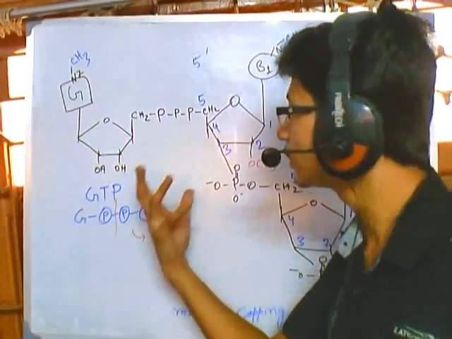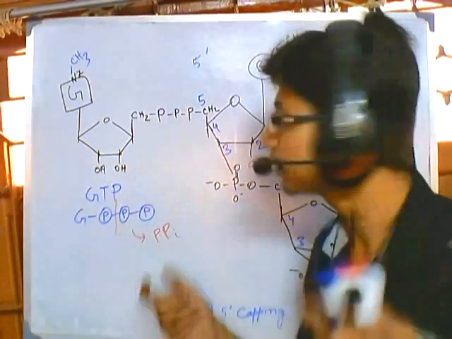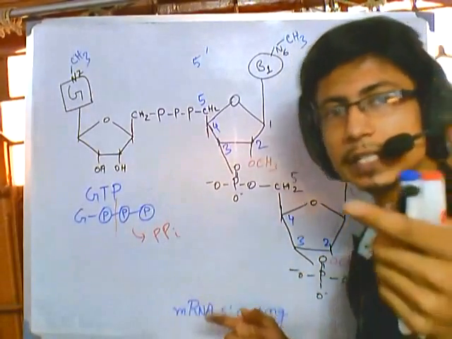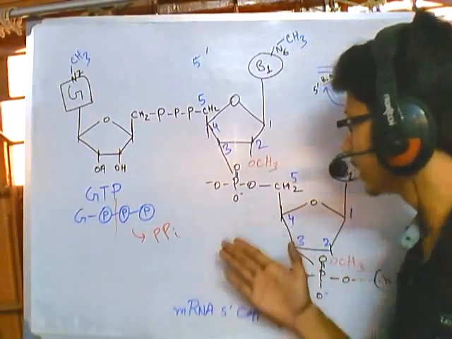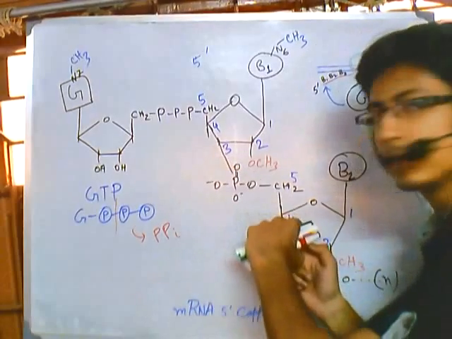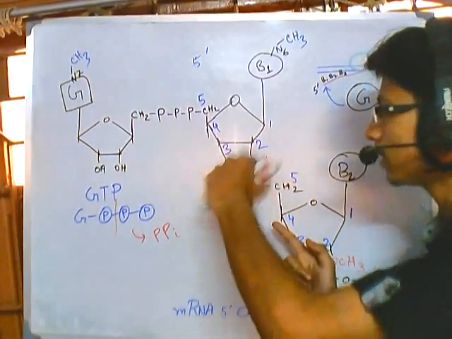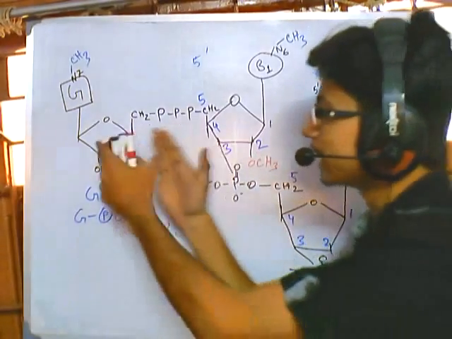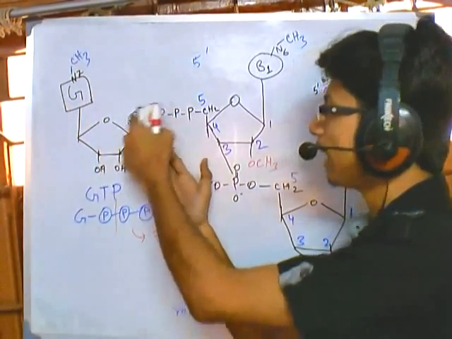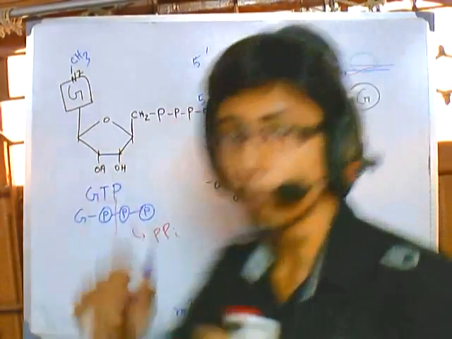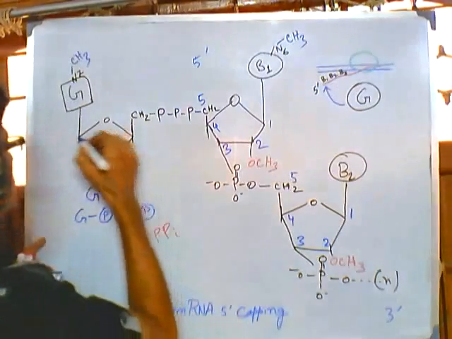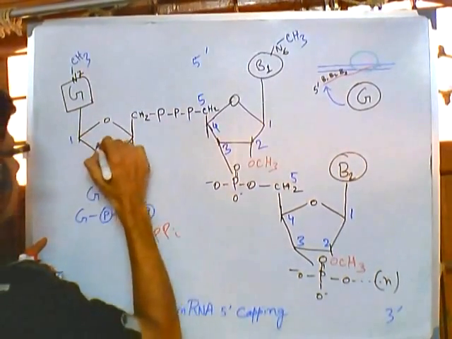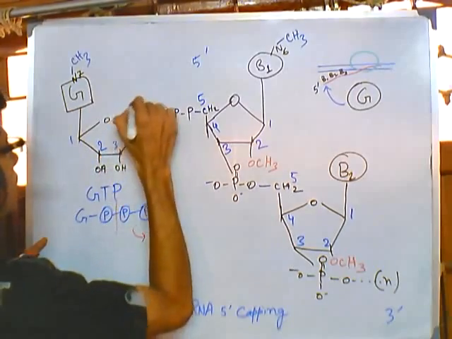Now how is it added? Look at the linkage pattern. In previous cases of phosphodiester linkage, the linkage is between the 3' and the 5': 3' of the above base, 5' of the below base. Now this addition is between 5' and 5'. So let me mark this first. This is number 1 holding the base, number 2, number 3, number 4, and this is number 5.